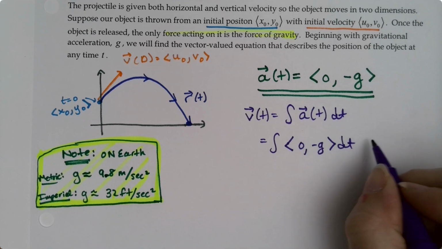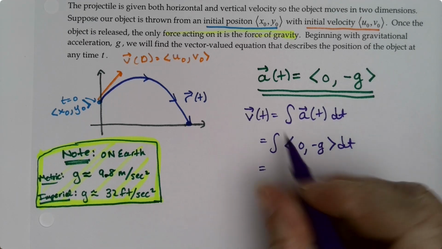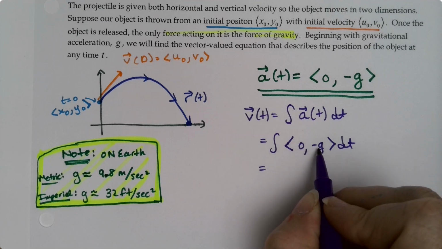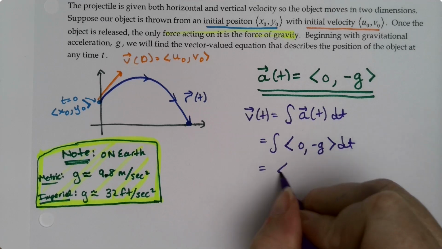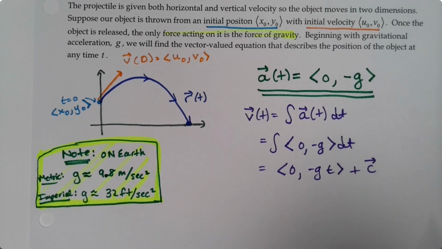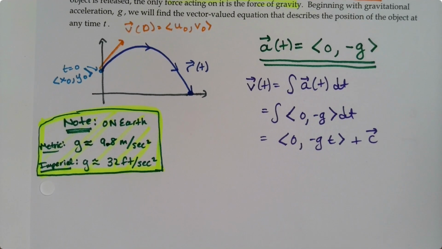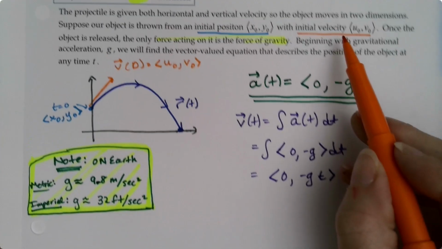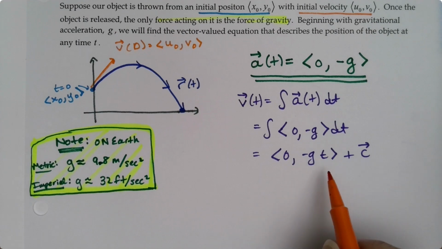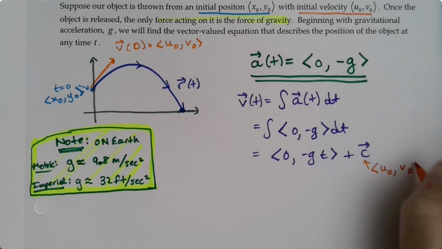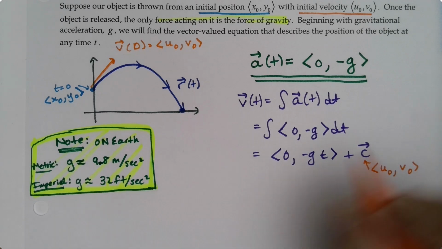Okay, so that would be the integral of 0 would be just 0. And the integral of negative g, well, that's a constant, so it would be negative gt, plus some constant vector. Now, here's where things get fun. Because we know the initial velocity right here, this constant vector could be used to find that initial velocity. So this right here is going to be u0, v0, right? The initial velocity.